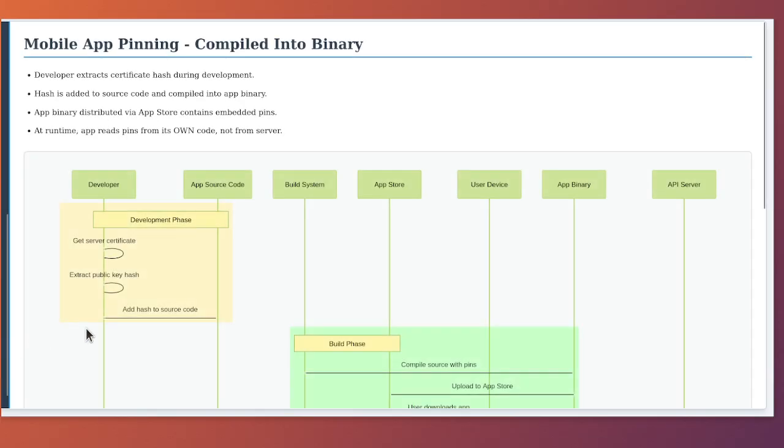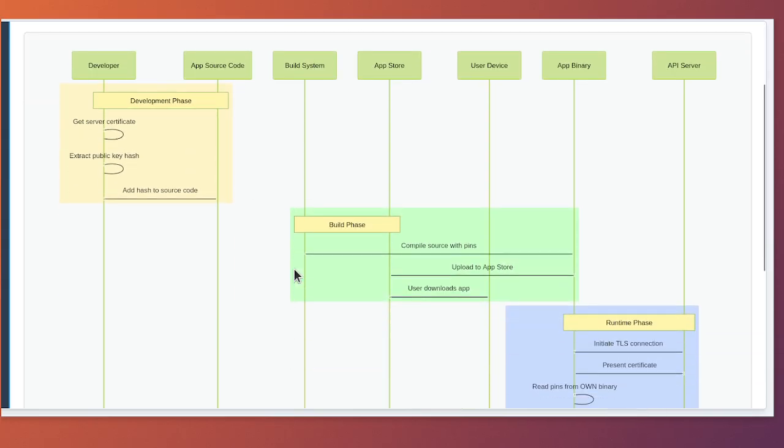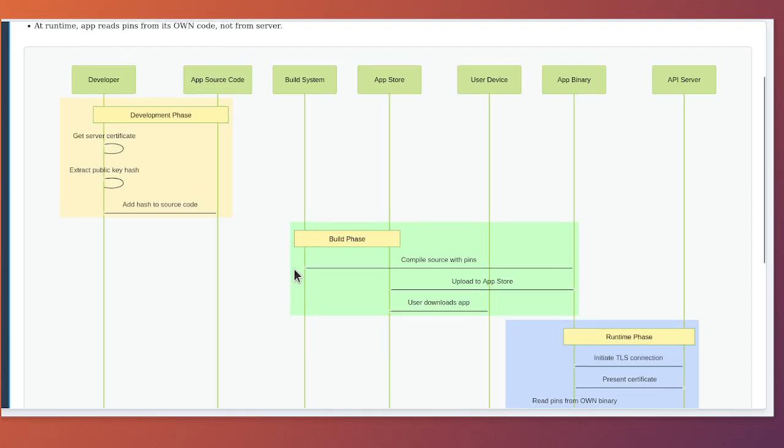Mobile app pinning: compiled into the binary. Let us examine in detail how certificate pinning works for native mobile applications, where the pins are compiled directly into the application binary. The sequence diagram shows the complete lifecycle from development through runtime. Let me walk through each phase.